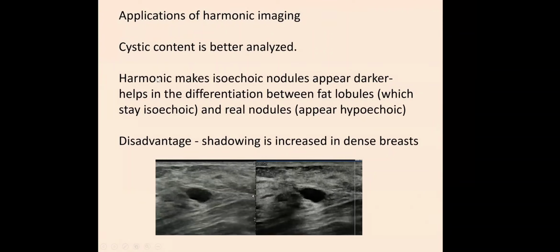One more use of harmonic is that it makes isoechoic nodules appear darker. Many times in young breast ultrasound, you will get some lobulated fat, and you're not sure whether it's just fat lobules or a small fibroadenoma. You put on the harmonic. If it's fat lobules, it will stay isoechoic. If it's a real nodule, it will appear more hypoechoic.